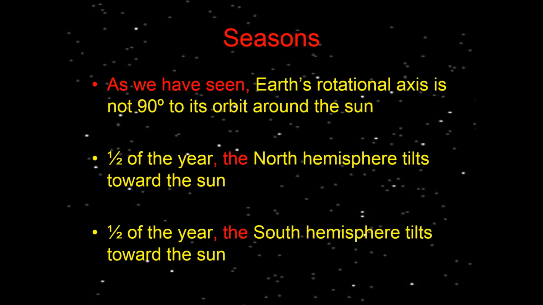Now, moving back to our discussion of the seasons, we have determined that the sun changes position in the sky and that its maximum altitude in different seasons alters. As the Earth's rotational axis is not 90 degrees to its orbit about the sun, so the ecliptic is not right on top of the equator, that means for half of the year, the northern hemisphere points towards the sun. For the other half of the year, the southern hemisphere tilts preferentially towards the sun.